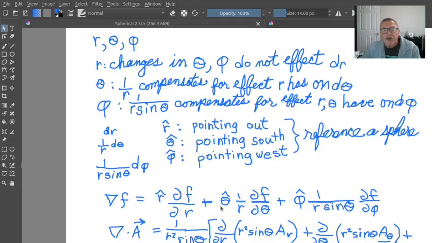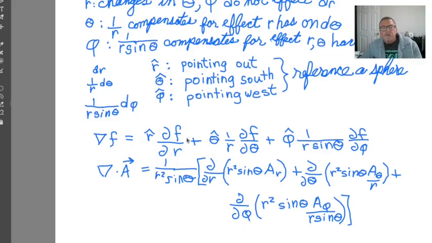As far as theta goes, we incorporate that 1 over r times the first partial derivative of the function with respect to theta, and finally the compensation factor is 1 over r sine theta, times the first partial of the function with respect to phi. This one seems relatively easy. It doesn't get too complicated.